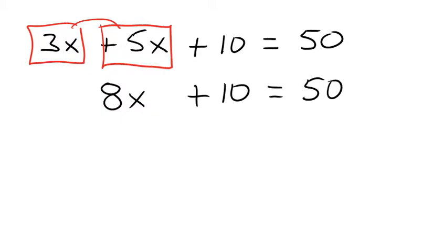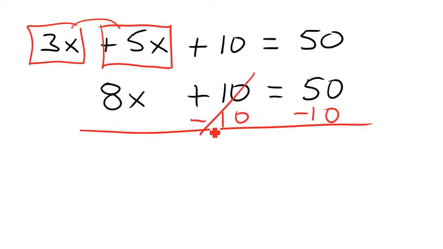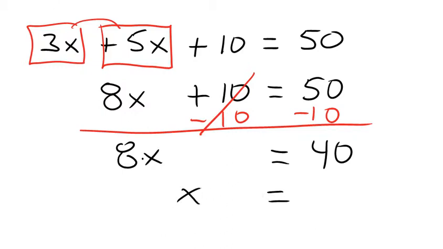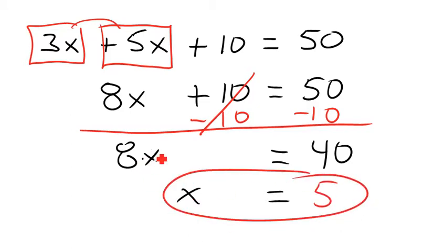Alright, now I can go ahead and get rid of my constant. So I'll subtract 10, do its opposite. And that's going to leave me with 8x, and this is 40. And you can see your answer right now, can't you? 8 times something is 40. Well, that would have to be 5. So 8 times 5 is 40.